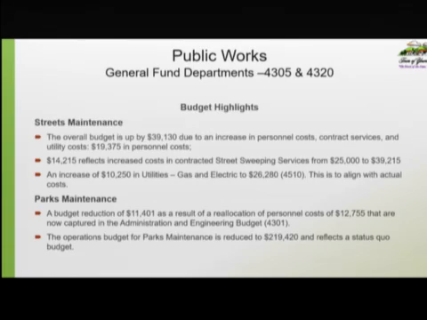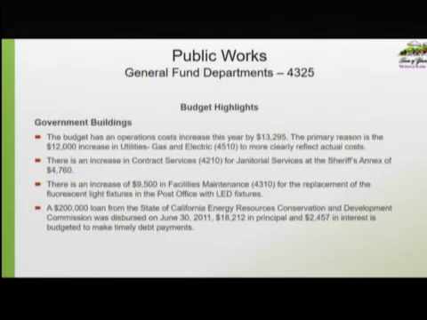Parks maintenance, that budget is actually going to have a reduction of $11,400. Most of that is the reallocation of personnel costs. However, we also approved a mid-year budget adjustment this year for the removal of the heritage oak, and that also caused that budget to go up this year, but will be almost responsible for it going down and reduced to $219,000 and change, and reflects our status quo budget.